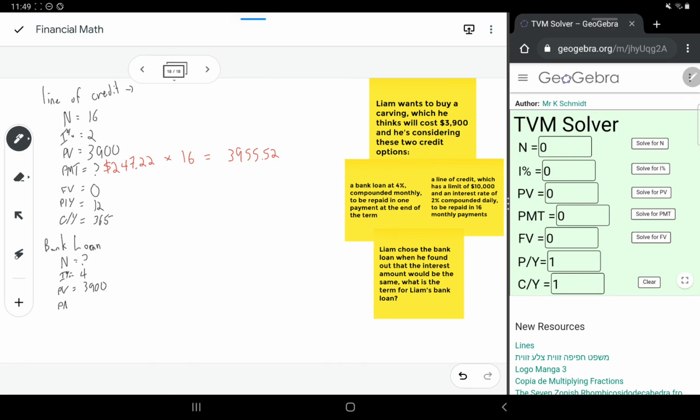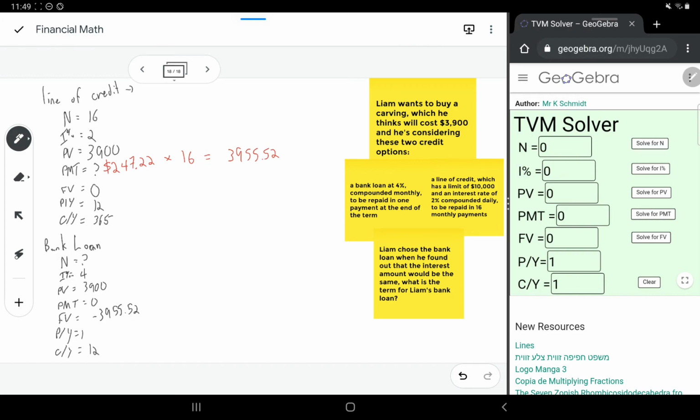The payment, this time we've only got one payment right at the end, so we're just going to say the payment is 0. And then we'll just owe that money at the end. We're going to use the future value as the amount of money we owe at the end. So negative 3955.52, or in other words, this is how much money we're giving back at the end. Since it's only one payment, we can use it as the future value here. Payments per year, we're just going to keep as 1. And the compounding periods per year says it compounds monthly, so we're going to keep that as 12.